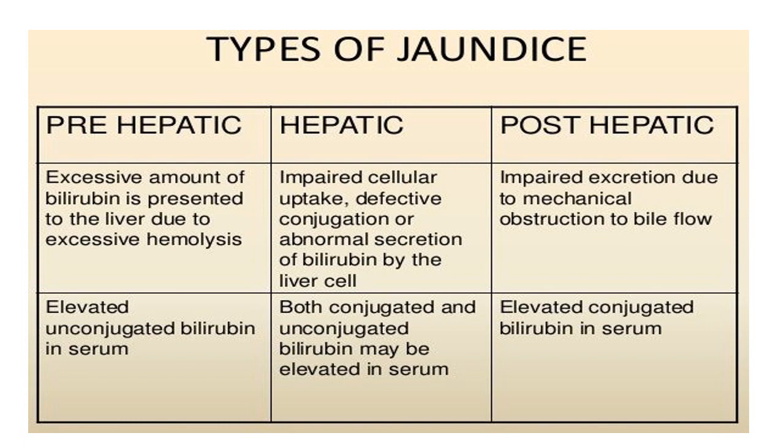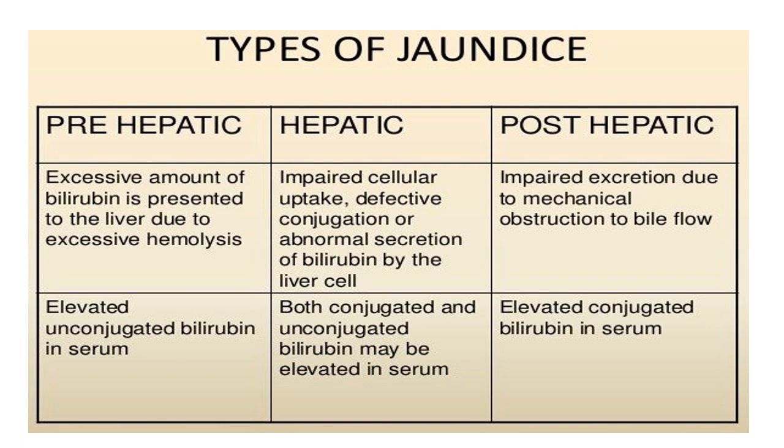So we have divided it according to why there is a breakdown. More RBC breakdown is one part, pre-hepatic. Then something to do with the liver is hepatic, and something to do with the duct system is post-hepatic. So you can have types of jaundice as pre-hepatic, hepatic and post-hepatic. In pre-hepatic, the reason will always be an excess of hemolysis. Hepatic would be due to impaired cellular uptake, defective conjugation, or abnormal secretion of bilirubin by the liver cells. In post-hepatic, there is some problem in the outflow of bile.